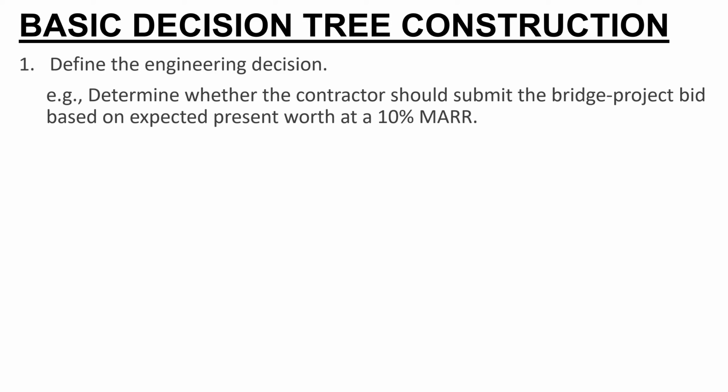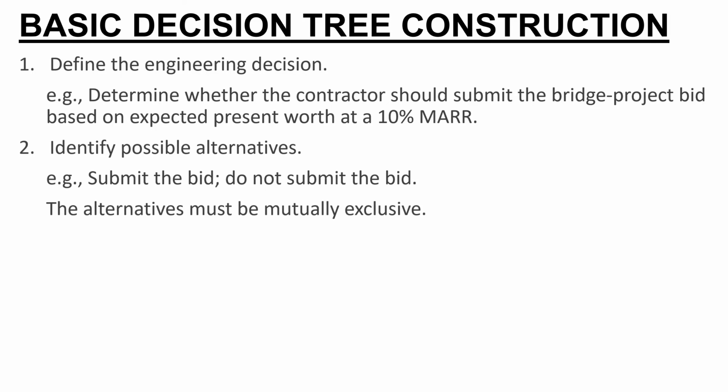So how do we construct the decision tree? Alright. First, you define the engineering decision. For example, determine whether the contractor should submit the bridge project bid based on expected present worth at a 10% MARR. And you identify possible alternatives: submit the bid, do not submit the bid. And the alternatives must be mutually exclusive.